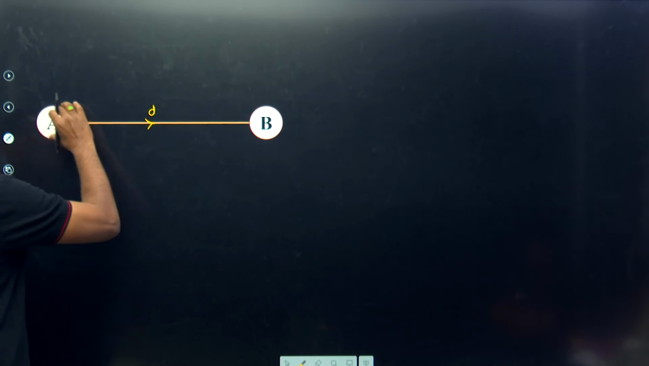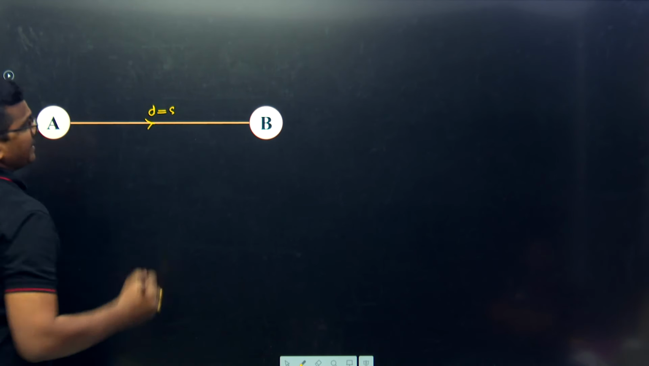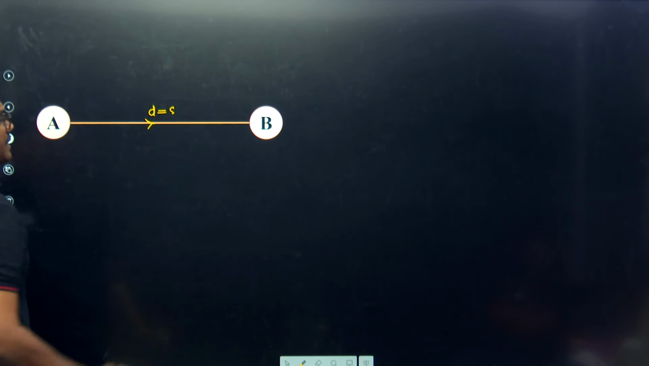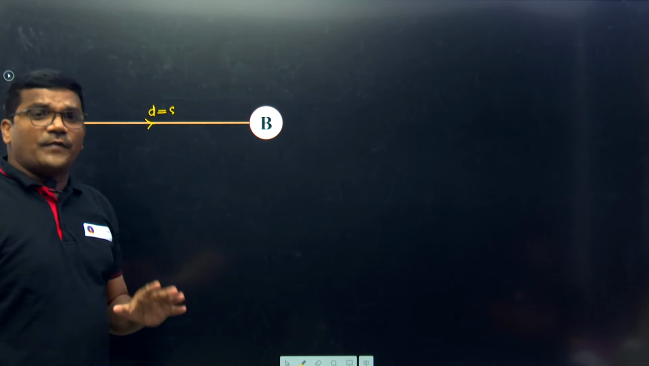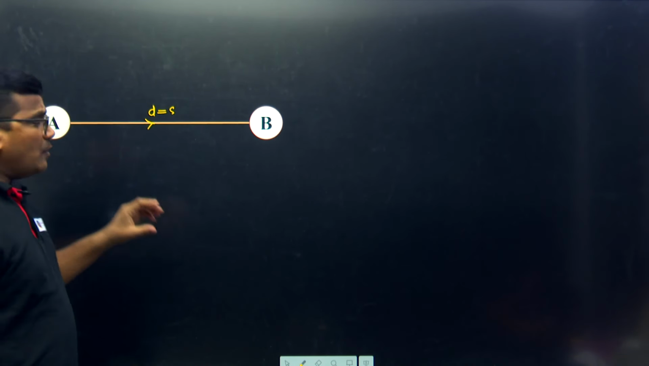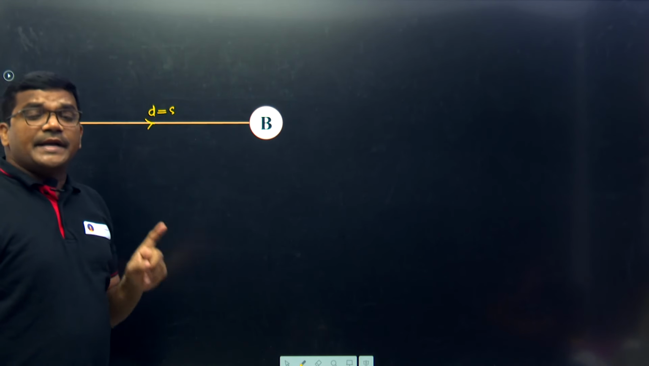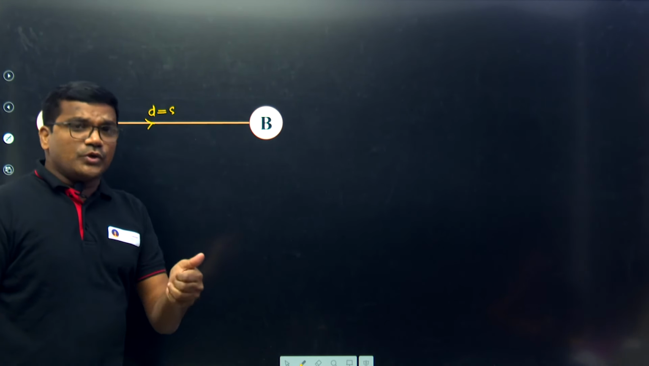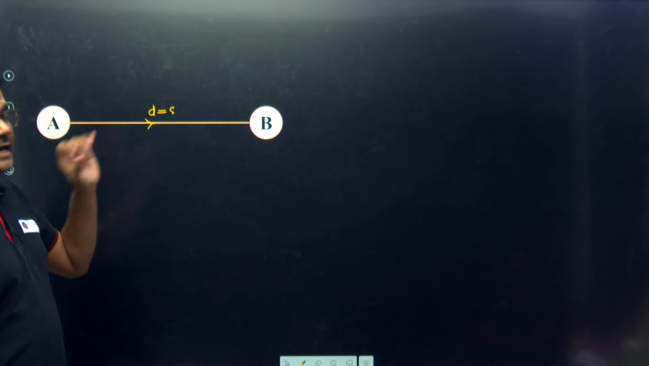When a body is moving in a straight line, distance is equal to what? Displacement. Why? Because this is the length followed by the object, or this is the shortest distance between the initial position to the final position, right? So when a body is moving in a straight line, distance is nothing but displacement. Also you can say speed is nothing but velocity in straight line motion.